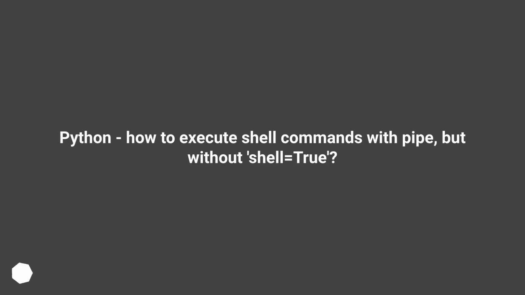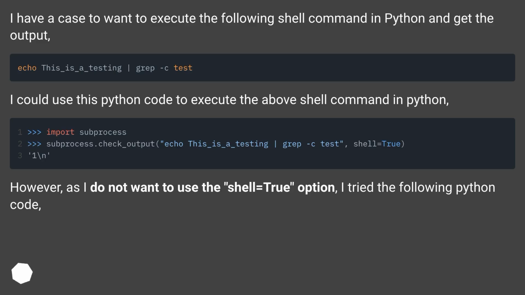Python, how to execute shell commands with pipe, but without shell equals true. I have a case where I want to execute the following shell command in Python and get the output. I could use this Python code to execute the above shell command in Python.